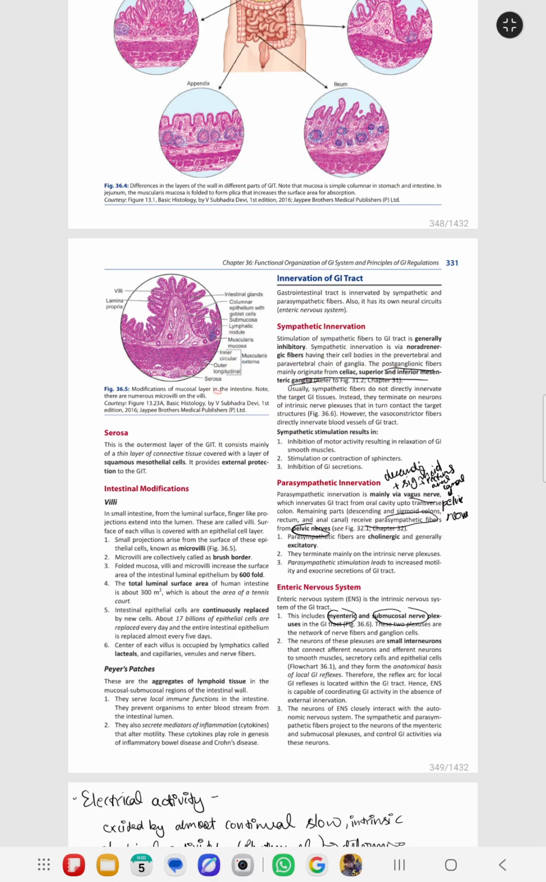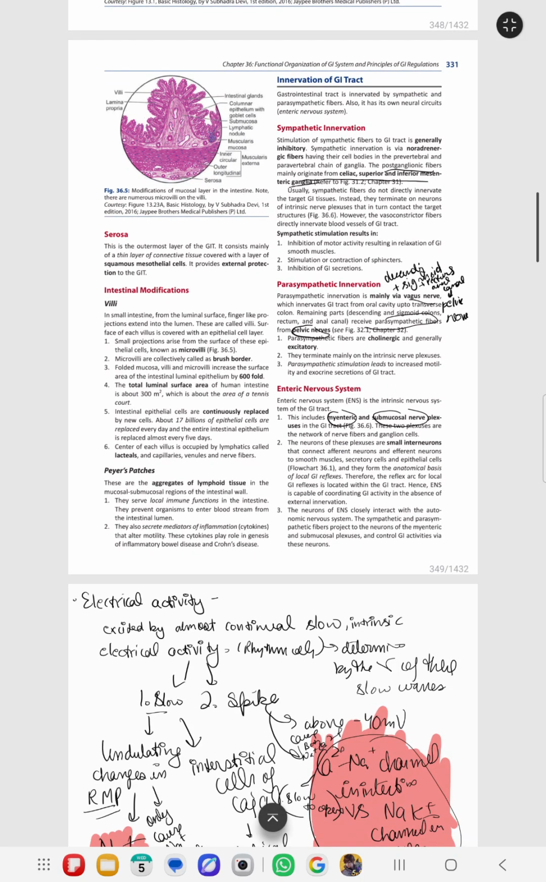Now, parasympathetic fibers are cholinergic and excitatory. They increase motility and exocrine stimulation of the GI tract. The enteric nervous system is the intrinsic nervous system of the GI tract. This includes the myenteric and submucosal nerve plexus. Enteric consists of myenteric and submucosal plexuses.